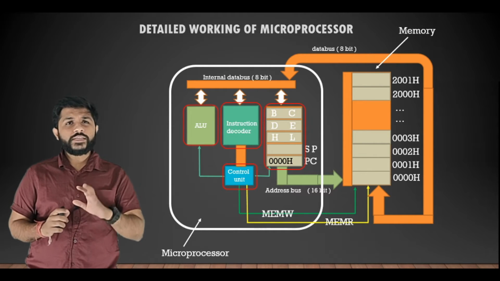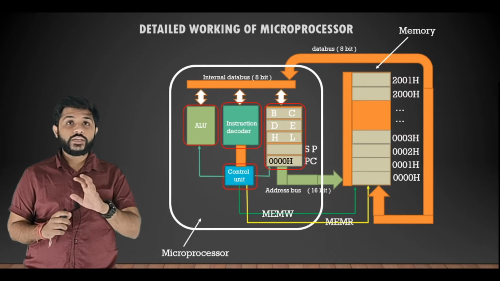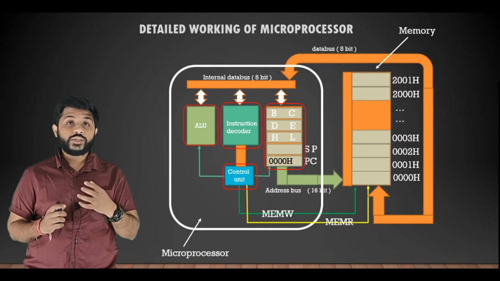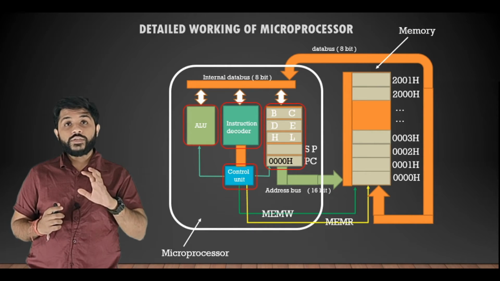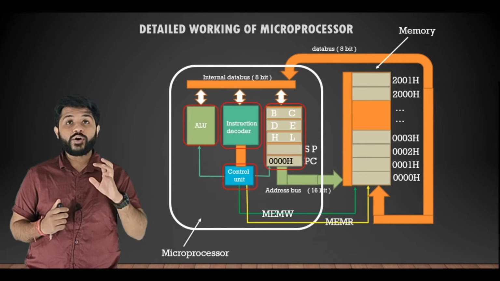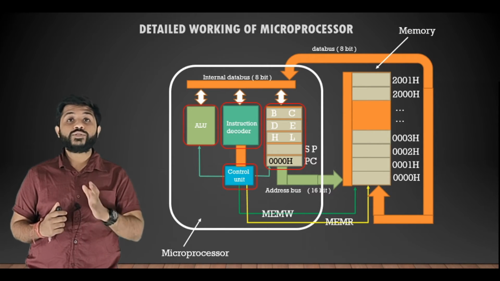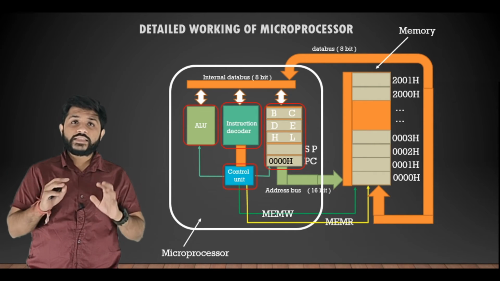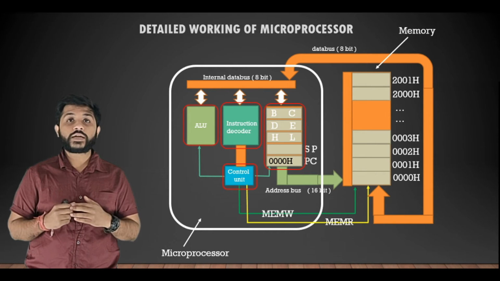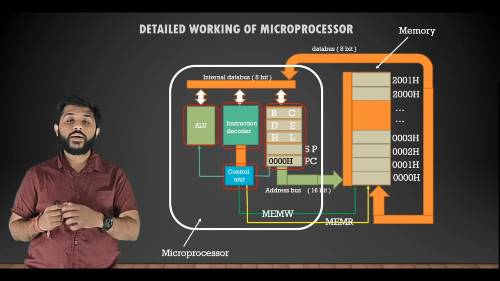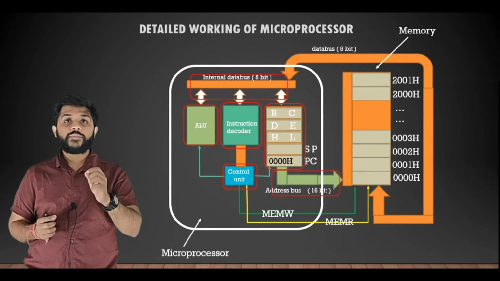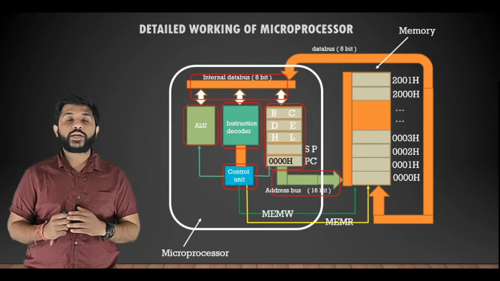Then you can see the control unit. The control unit is connected to all the sections within a microprocessor. It is connected to the ALU and to the register section. But the control unit is not only connected to the internal sections of the microprocessor, it also connects to the outside of the microprocessor. It is connected to memory too. Two different control signals are connected to memory, memory read and memory write. After that, you can see that there is a data bus and an address bus in the microprocessor.